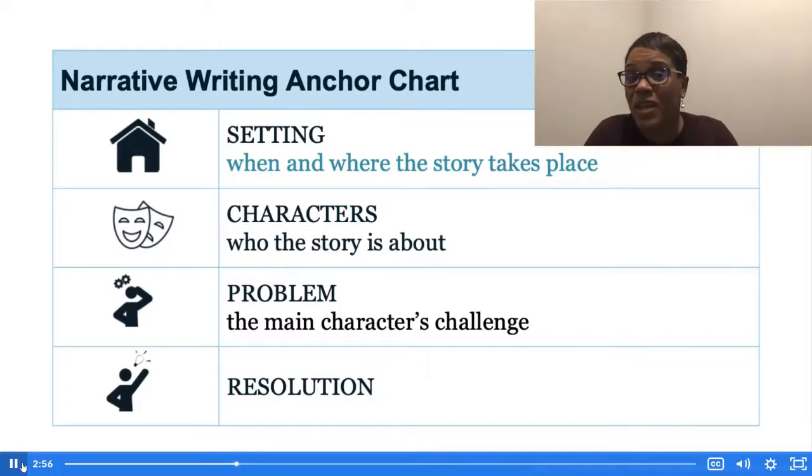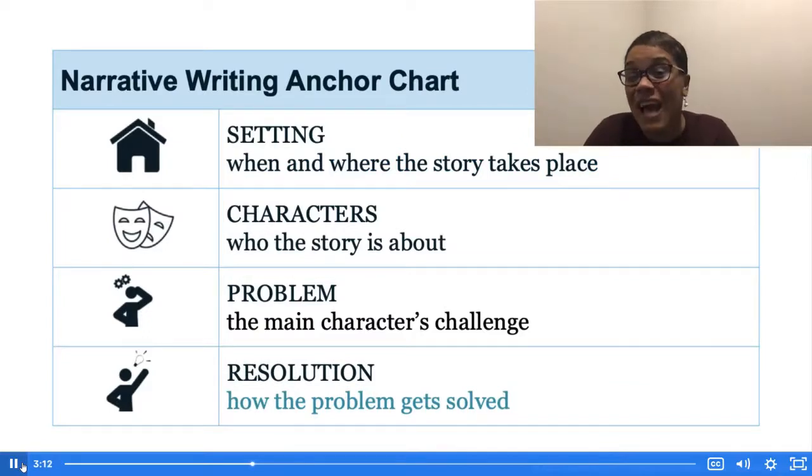There is only one element left on our chart, the resolution. Do you remember what a resolution is? If you do, tell your learning partner or just say it aloud. Did you remember that the resolution is how the problem gets solved? I'm sure you did. So now, the story elements are setting, characters, problem, and resolution. And now that we've reviewed all of the story elements, let's take a closer look at some of the problems, meaning the challenges that the main character faces in Gilberto and the Wind.